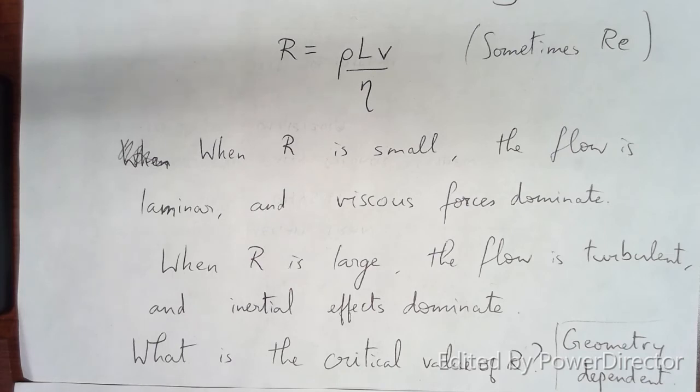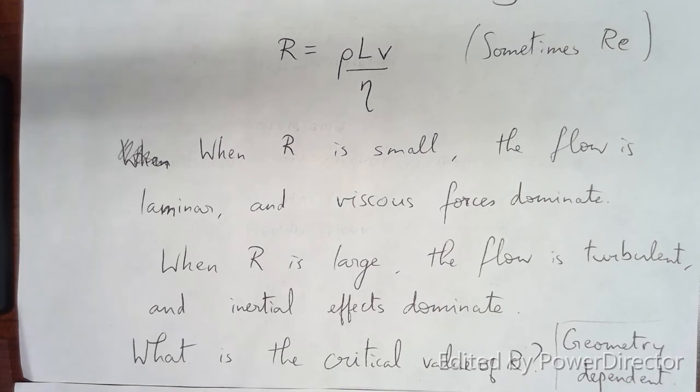And again, let me emphasize that the critical value of R, where it switches from laminar flow to turbulent flow, is geometry dependent. And what counts as large depends on that geometry. So in some cases, 2300 is the critical value of R. And so for numbers greater than, say, 3000, you would get turbulent flow. For numbers less than 2000, you would get laminar flow. However, in other situations, the critical Reynolds number can be as small as 5.